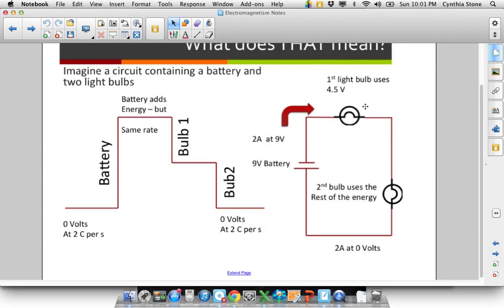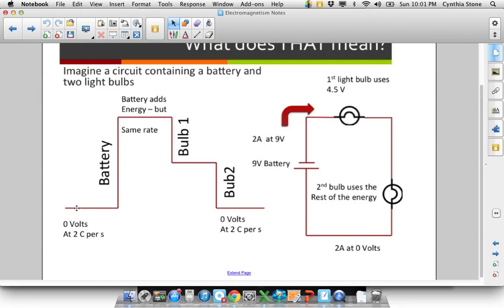I'm being simplistic, but say the first bulb uses 4.5 volts. I have a 9-volt battery. Say the first bulb uses half of it. Well, the second bulb would use the other half because what comes back is nothing. And then every electron gets added an extra 9 volts of energy. So the same electrons move through the circuit. They don't go anywhere, right? But it's like they have a certain amount of energy, then they lose energy after the first bulb, and then they lose the rest of it. And then it all gets added back to them.